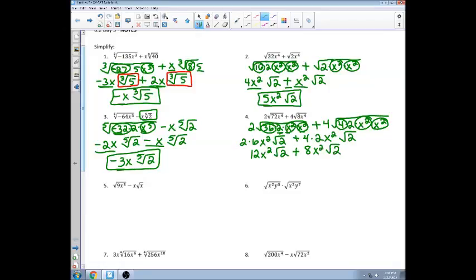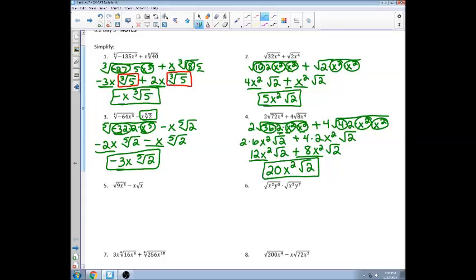Now that my radicals are 100% the same, my x's on the outside are exactly the same, I can take my 12x squared plus my 8x squared to get me 20x squared times the square root of 2, and that will be my answer.